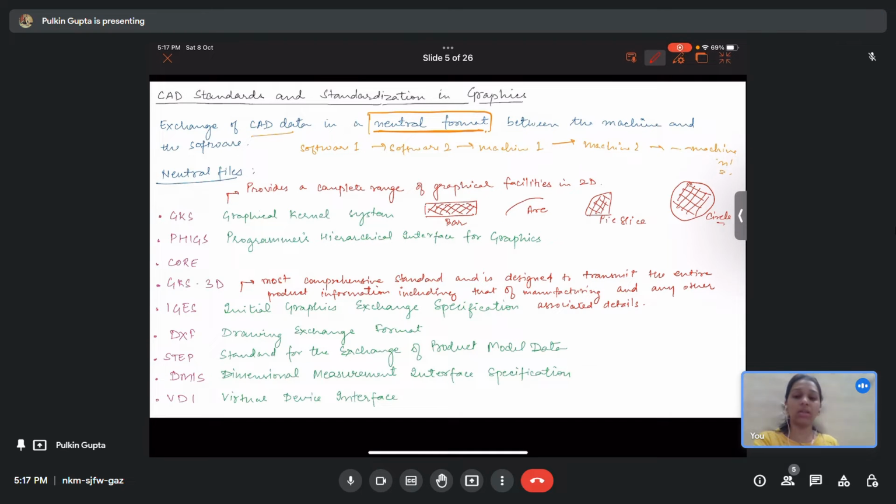Okay, so IGES is the most comprehensive standard, as along with the CAD data or the solid geometry, it also transmits the information about the manufacturing process and all the other relevant details. So it is one of the most comprehensive standards. Then there is your DXF, which is your Drawing Exchange Format. This has been developed and supported by Autodesk for use with the AutoCAD drawing files. So it facilitates the transfer of drawing files.